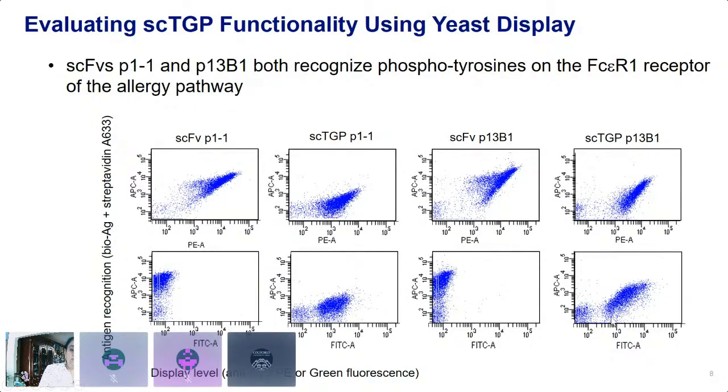In the lower panel, what you see is detecting the expression using just the fluorescence. The scFPs do not fluoresce, so they only show the binding signal, whereas the scTGP, because they have a green fluorescence, shift in both directions to have the signal in the fourth quadrant.